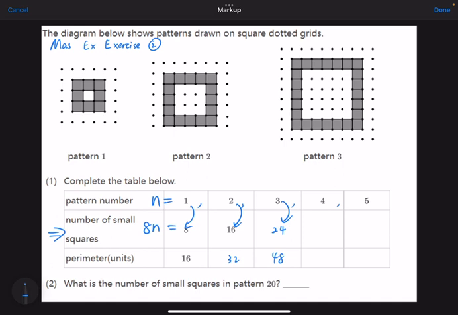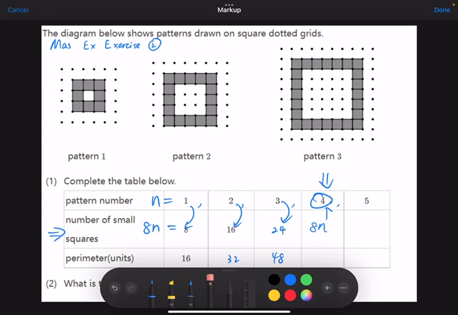For column 5, we have pattern number 4. For the second row, it will be 8n, but here n equals 4, so it will be 8 times 4, which is 32. And then here we have 8n as well, but n equals 5. So instead of 32, we have 8 times 5, 40.